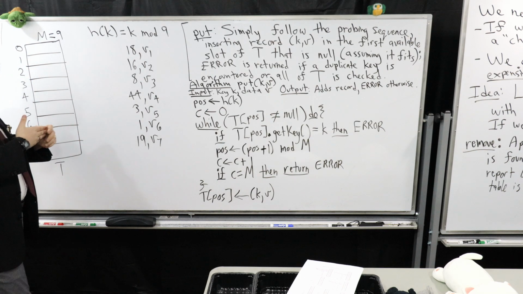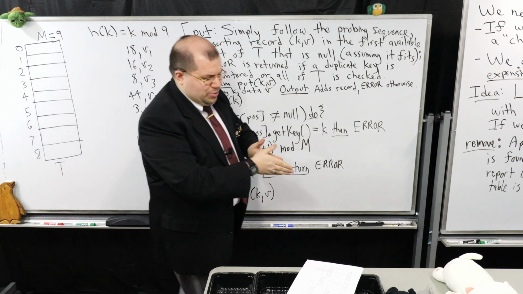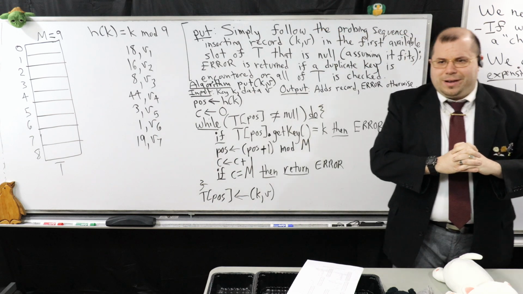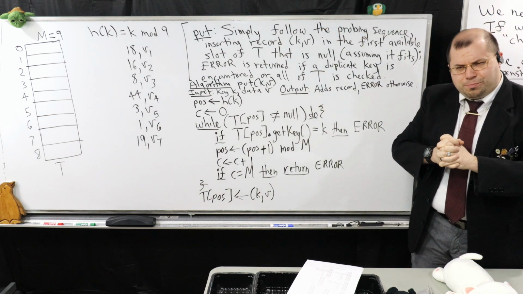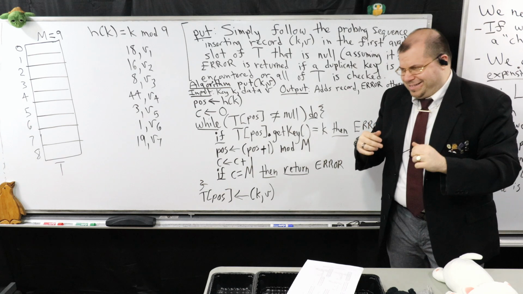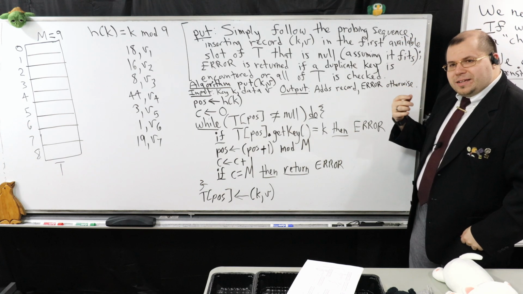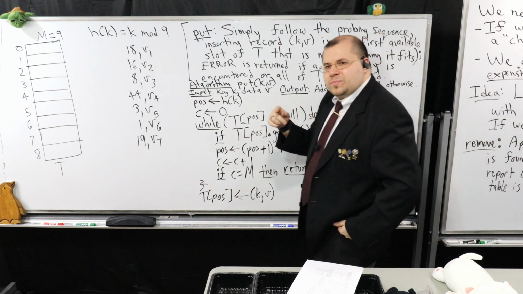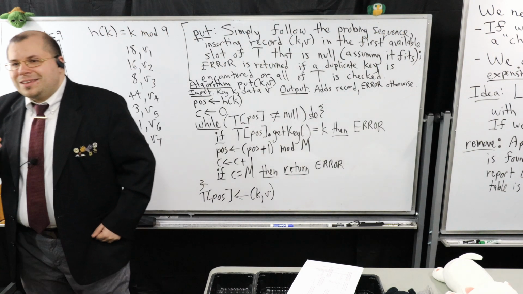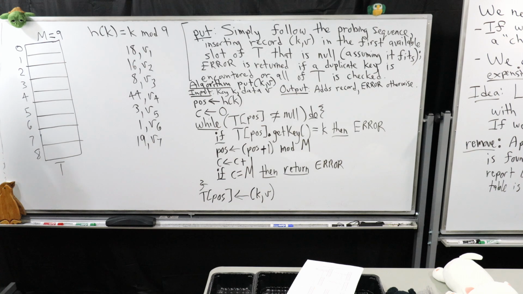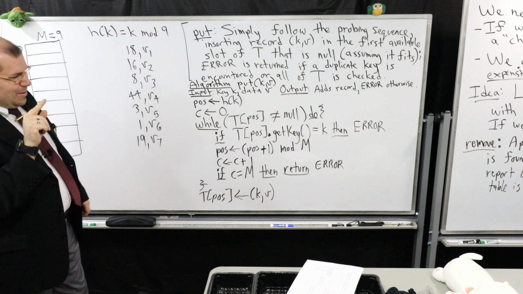So I thought we would do an example of how we would do insertions into a hash table using this linear probing approach. Sorry, I'm getting very excited here. So recall, in linear probing, the probing sequence works as follows. I'll address that in a moment.